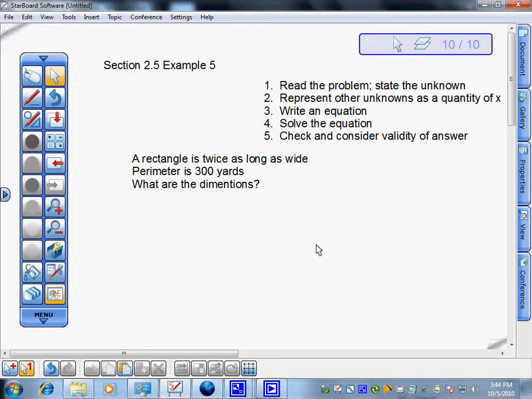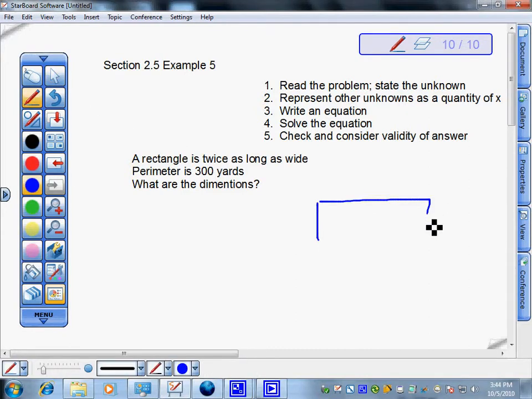So the question reads: a rectangular soccer field is twice as long as it is wide. If the perimeter of the soccer field is 300 yards, what are the field's dimensions? Sometimes, in this case, if you want to, draw yourself a picture. It helps us establish some variables.